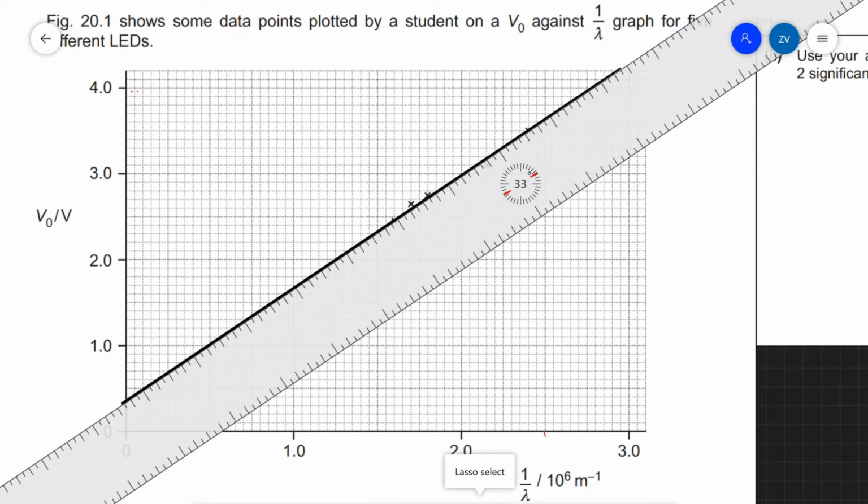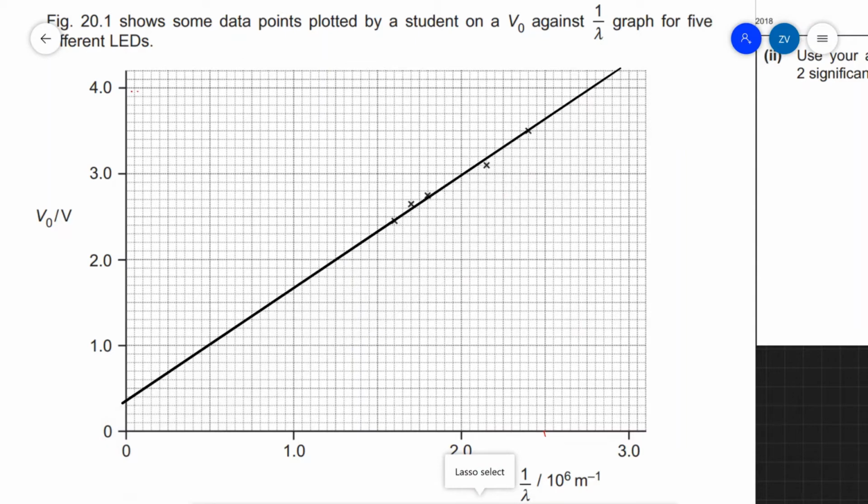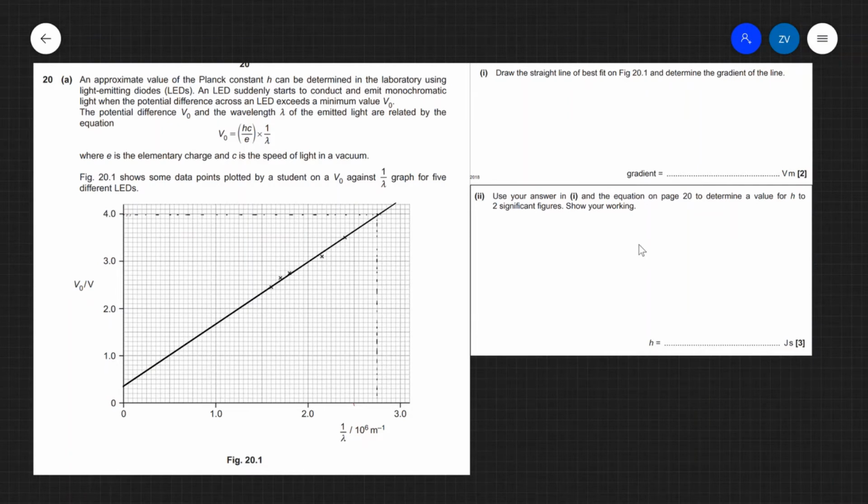like so. And if I just remove the ruler, we can see that it passes through most of the points, and there's about 1 point which is on the left of the line, about 1 point which is on the right of the line. So I'm reasonably happy with this line of best fit. Now the next step would be to actually determine the gradient.